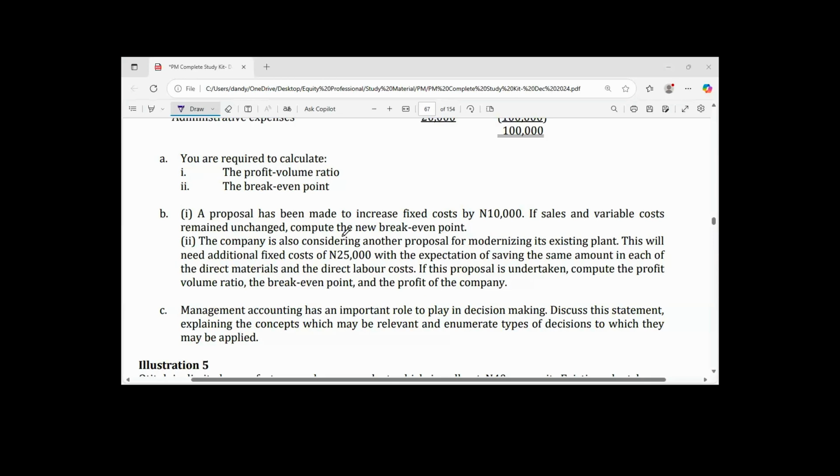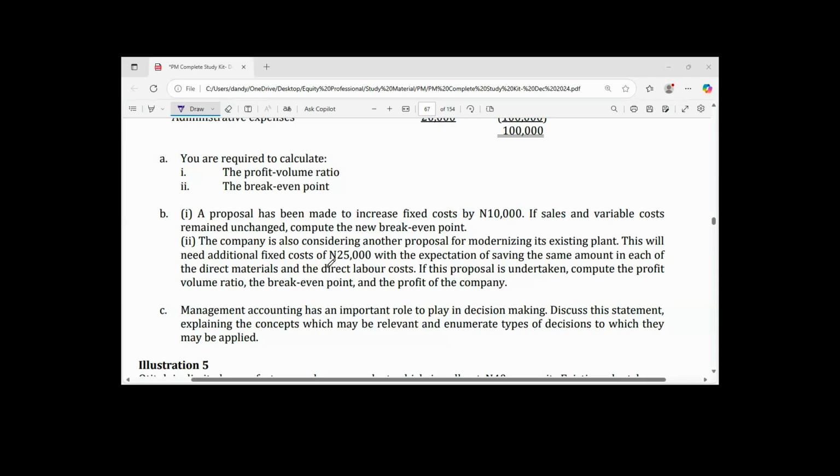C, management accounting has an important role to play in decision making. Discuss this statement, explain the concepts which may be relevant and enumerate types of decision to which they may be applied. End of the question. Thank you.